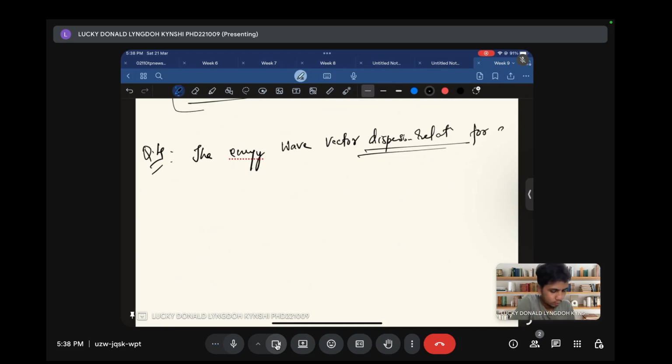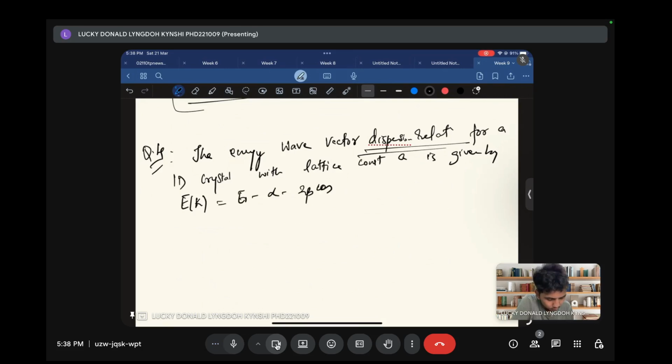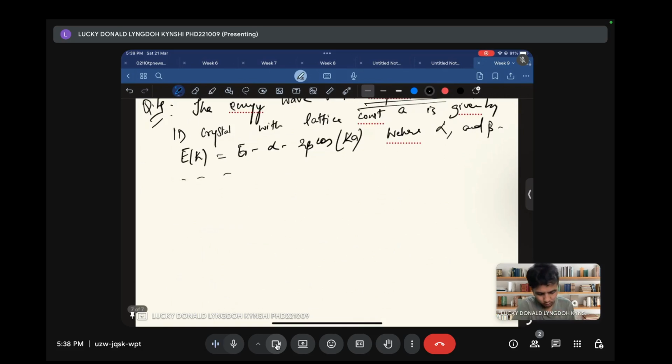For a 1D crystal with lattice constant a, it is given by E(k) equal to E naught minus alpha minus 2 beta cos(ka), where alpha and beta are the overlapping integrals respectively.